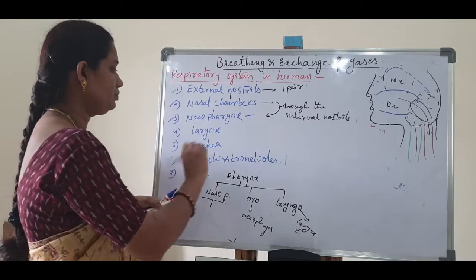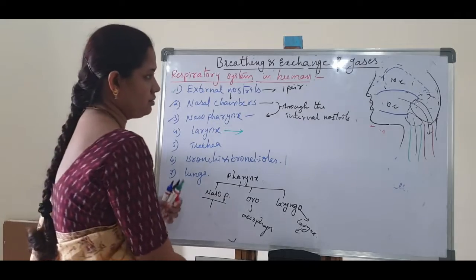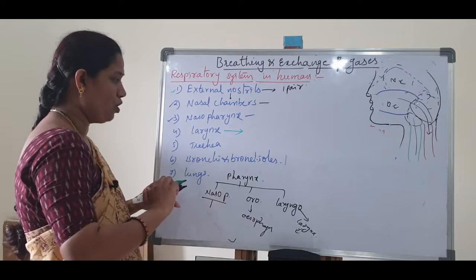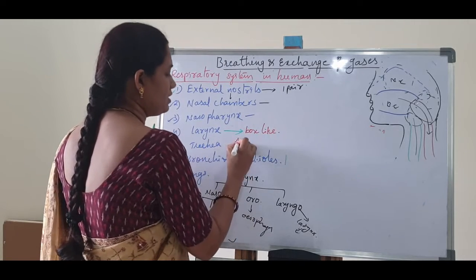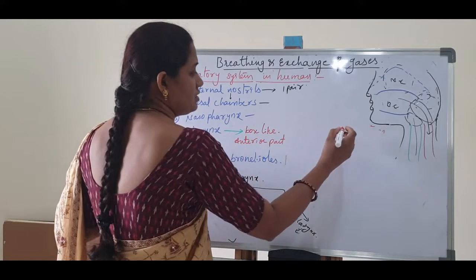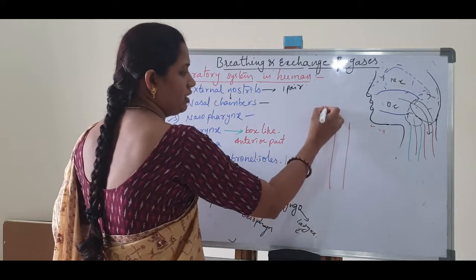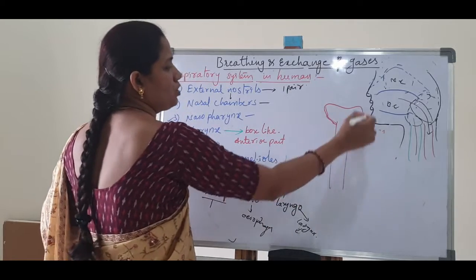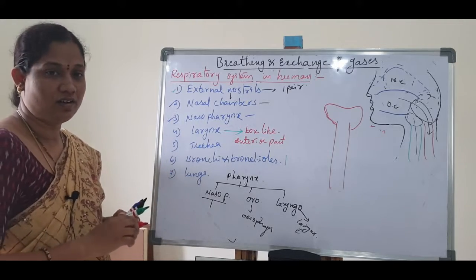Next, larynx. The larynx is a box-like structure present at the anterior part of the trachea. For example, this is the trachea, and the anterior part of the trachea has a box-like structure. This box-like structure is called larynx.